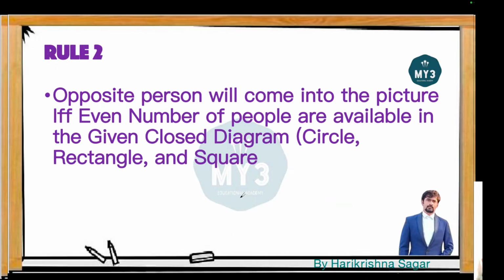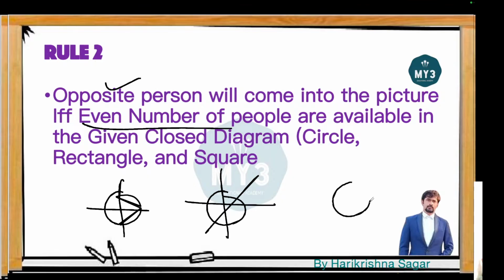And rule number 2, opposite will come into the picture if and only if an even number of people are available. For example, 4 members are there, 6 members are there, 8 members are there. That time opposite will come into the picture.